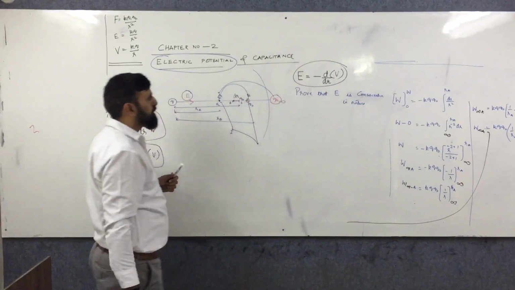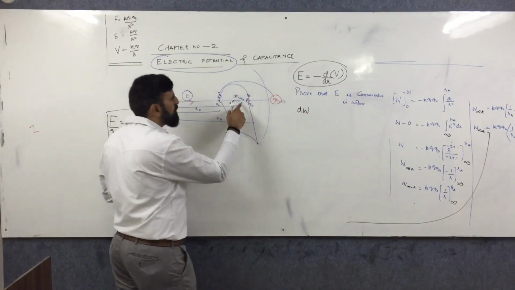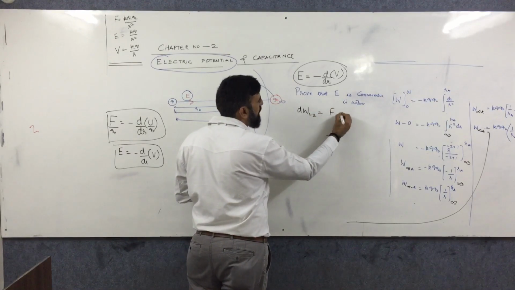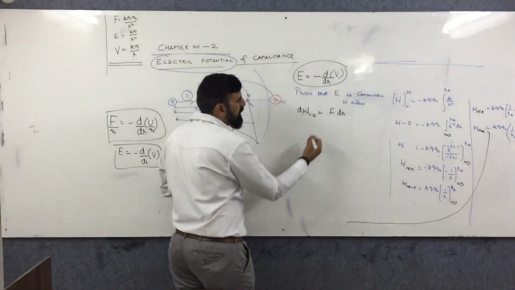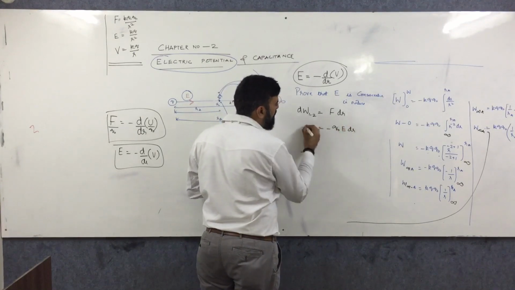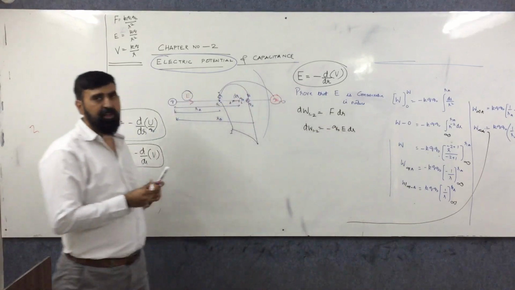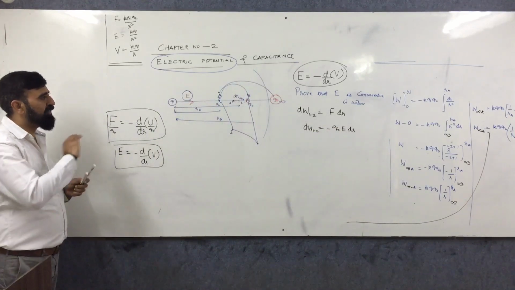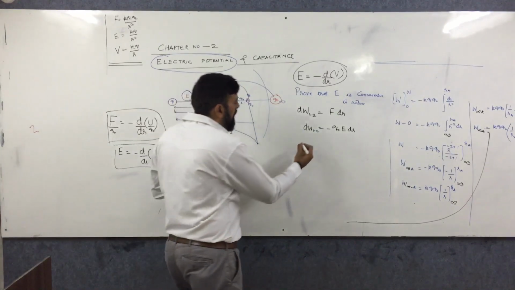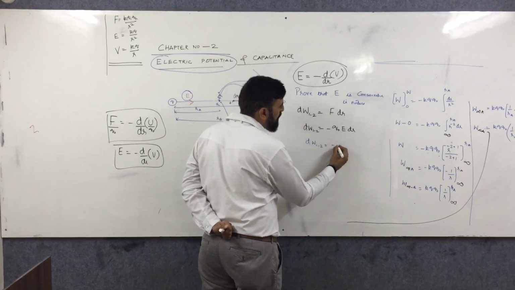How do we justify? Again, we start with dW. To move from 1 to 2 is what? It will be F into dr, as we said. What is F? Minus q0 E into dr. I hope now you know why we are using the term negative here. Force is external, electric field is against, my force is against the electric field. So now dW 1 to 2 is minus q0 E dr.